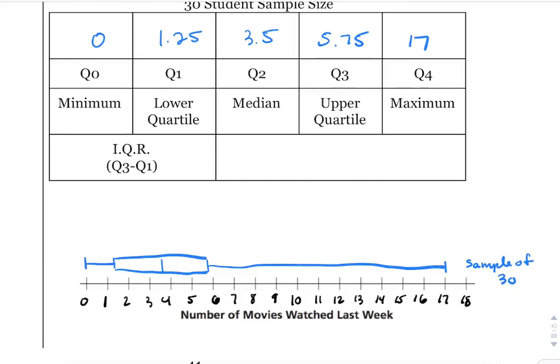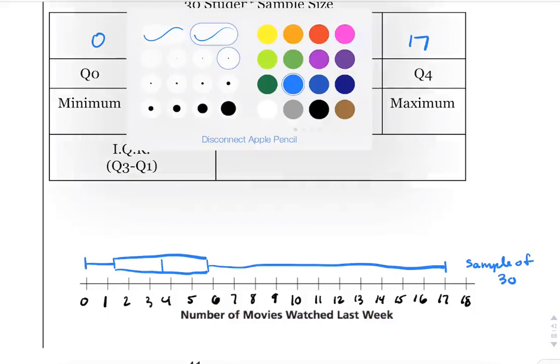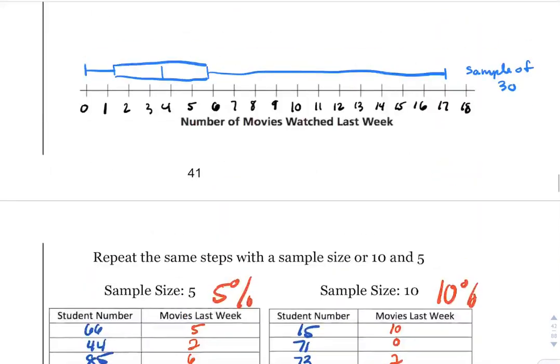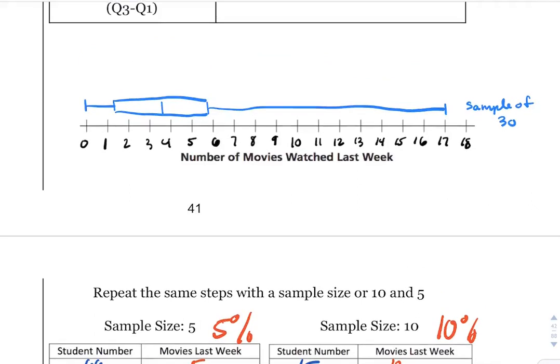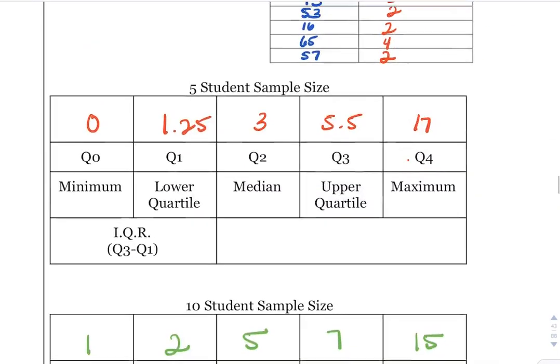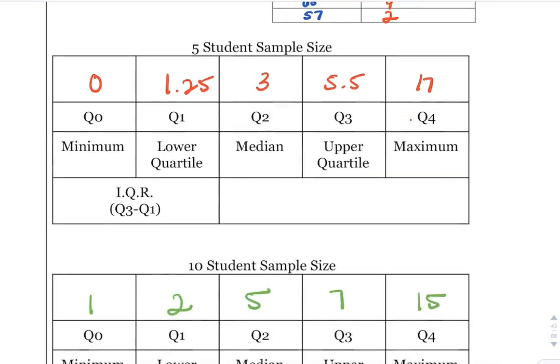Good. I'll do the same thing with my sample size of 10. I don't know what color I did sample size of 10. 10 was in green, so I'll do the same thing. Sample size of 10, which was 1, sorry, I got that backwards. Oh man, I have my data backwards. This one is my 5, and this one is my 10. Got it backwards, sorry.